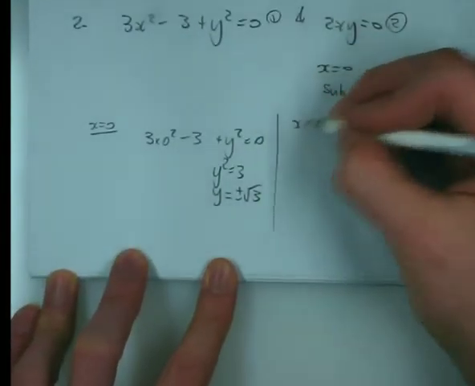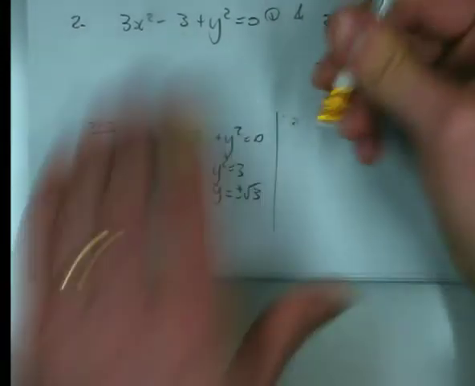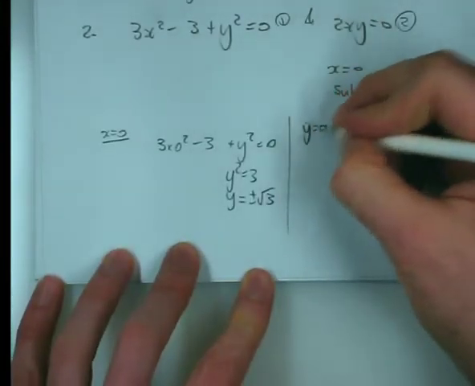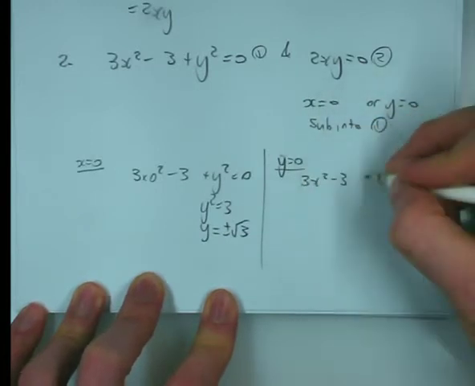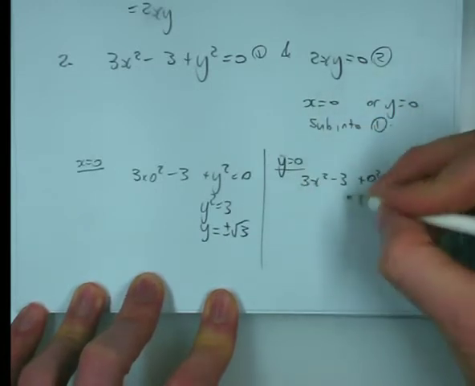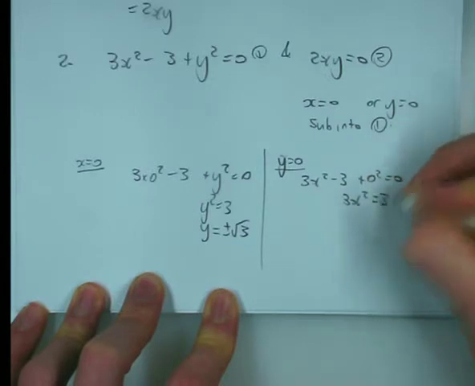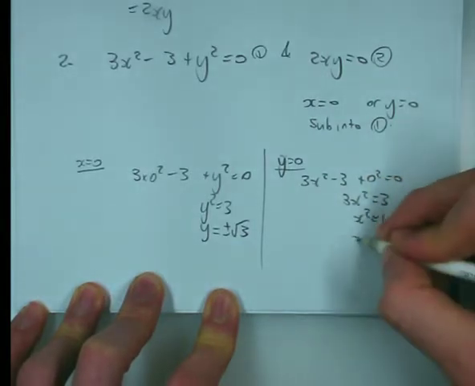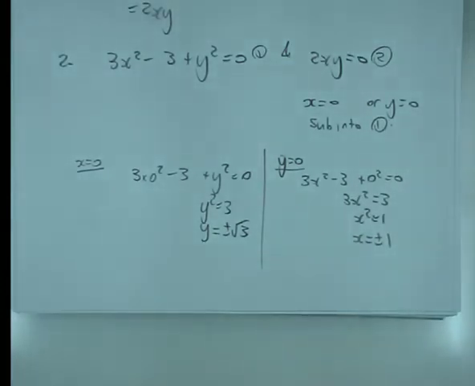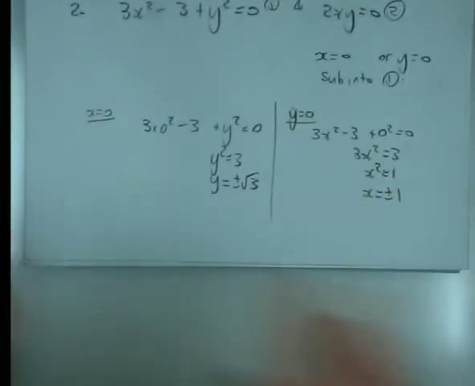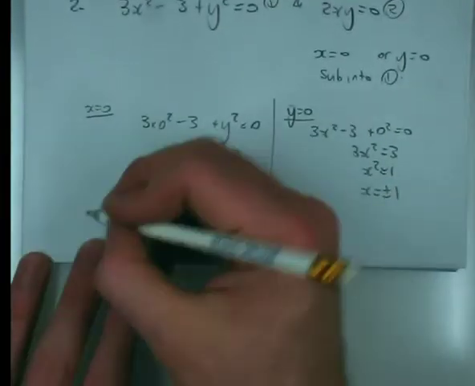And if y is 0, I've got 3x squared minus 3 plus 0 squared is 0. So 3x squared equals 3. So x squared equals 1. So x equals plus or minus 1. It can sometimes happen that the total options you get in one of them are covered by the other. So what we need to do is we need to combine all these x-y combinations.